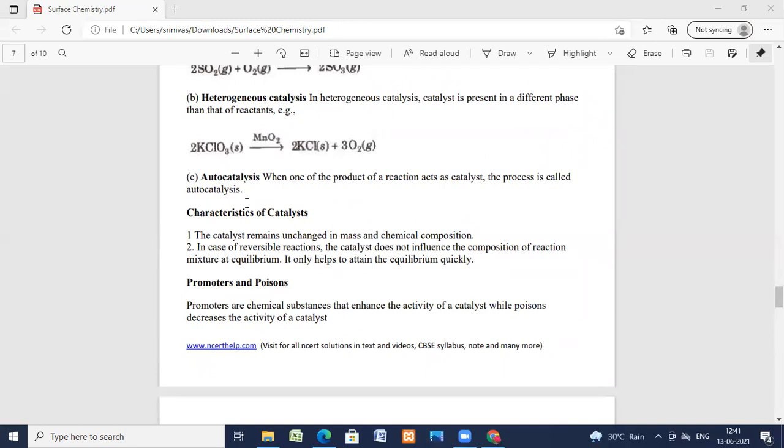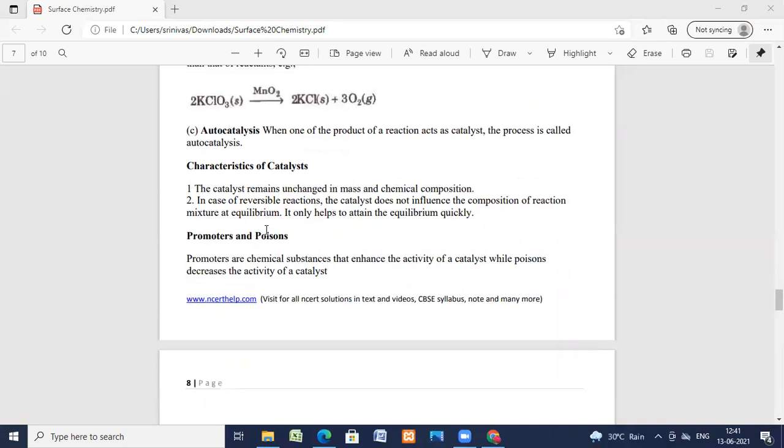And the catalyst remains unchanged in mass and chemical composition. It doesn't undergo any chemical reaction, and they are reversible reactions. Once it enhances a reaction, it comes back again. So it is a reversible reaction.